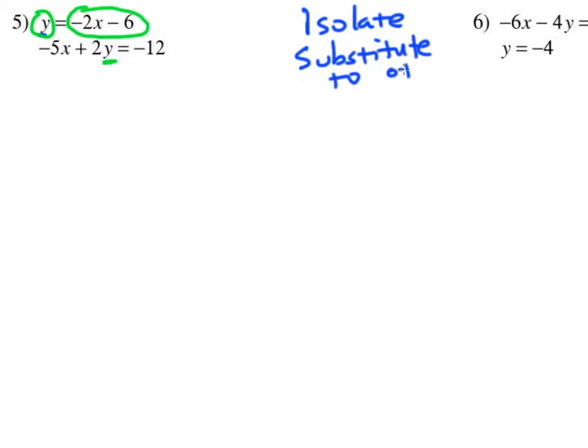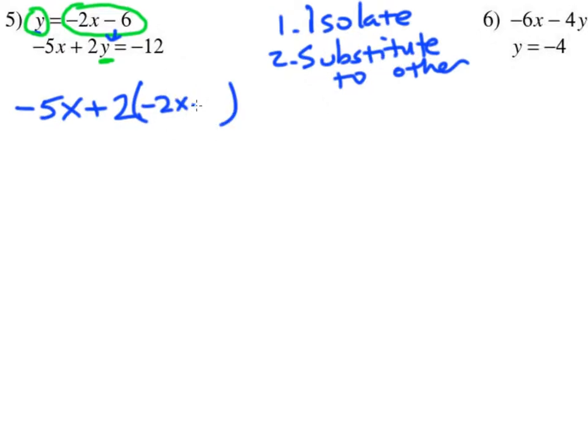So the other equation, negative 5x plus 2 times, instead of writing a y, we're going to write his twin, negative 2x minus 6, and that equals negative 12. All right, so we got some solving to do here. I'm going to draw my bar here because I'm finding that to be helpful with these types of equations. First I have to be able to draw it though. All right, so let's go ahead and distribute.